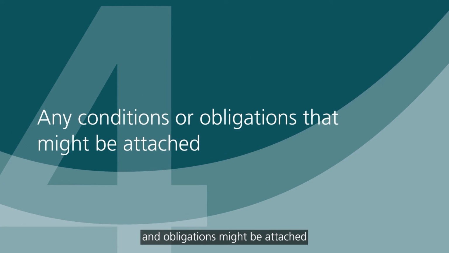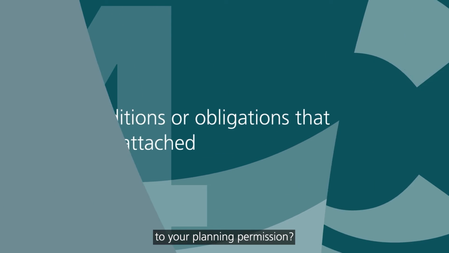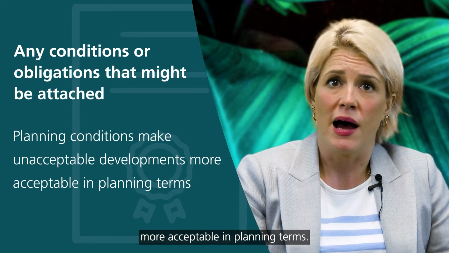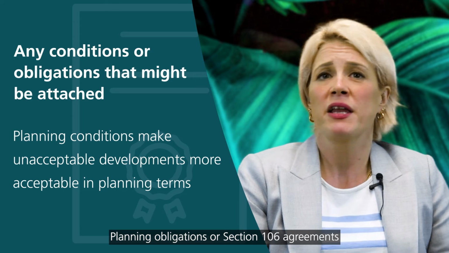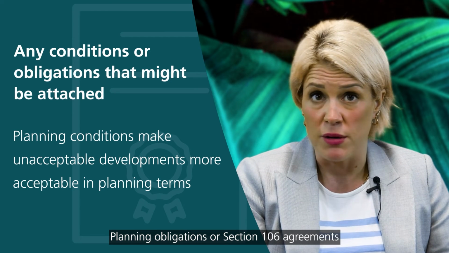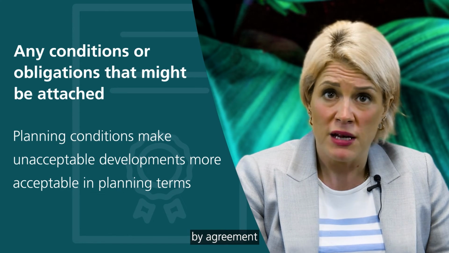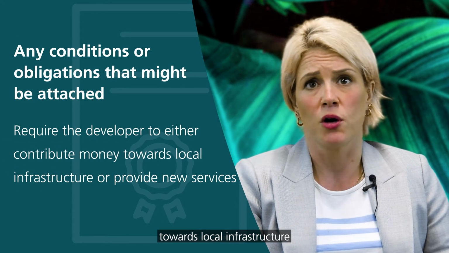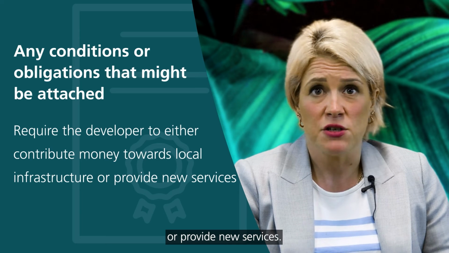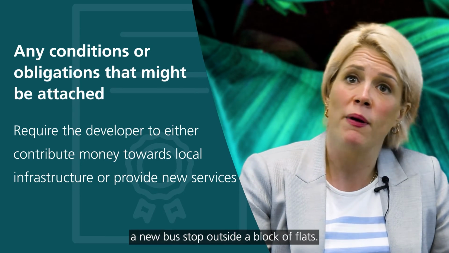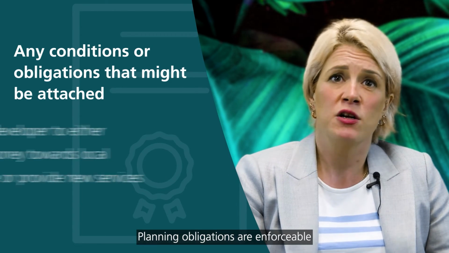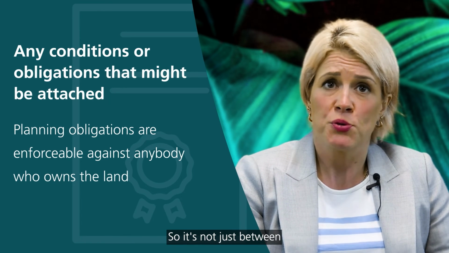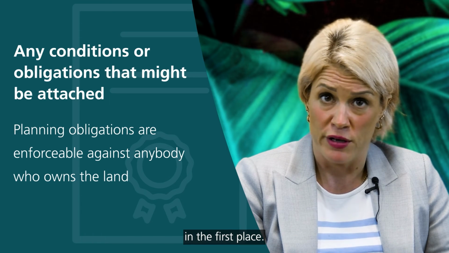Finally, what conditions and obligations might be attached to your planning permission? Planning conditions are designed to make unacceptable development more acceptable in planning terms. Planning obligations, or Section 106 agreements, are usually made by agreement between the developer and the council and require the developer to either contribute money towards local infrastructure or provide new services, for example a new bus stop outside a block of flats. Planning obligations are enforceable against anybody who owns the land, so it's not just between the people who enter into the contract in the first place.